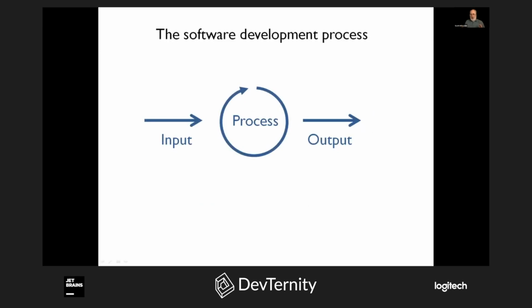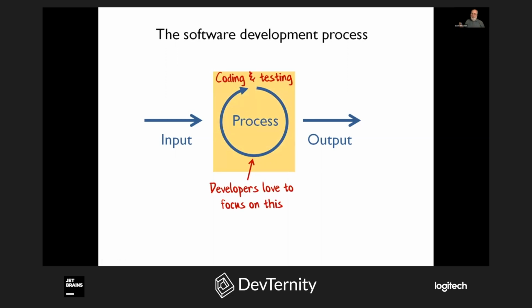Just like any process, the software development process has an input and an output, and there's a process in the middle where you do stuff, right? And we love to talk about the middle bit. We love to talk about the coding and the testing and our favorite programming language and our favorite editor and hardware and all these things. We love to talk about this as programmers, right?